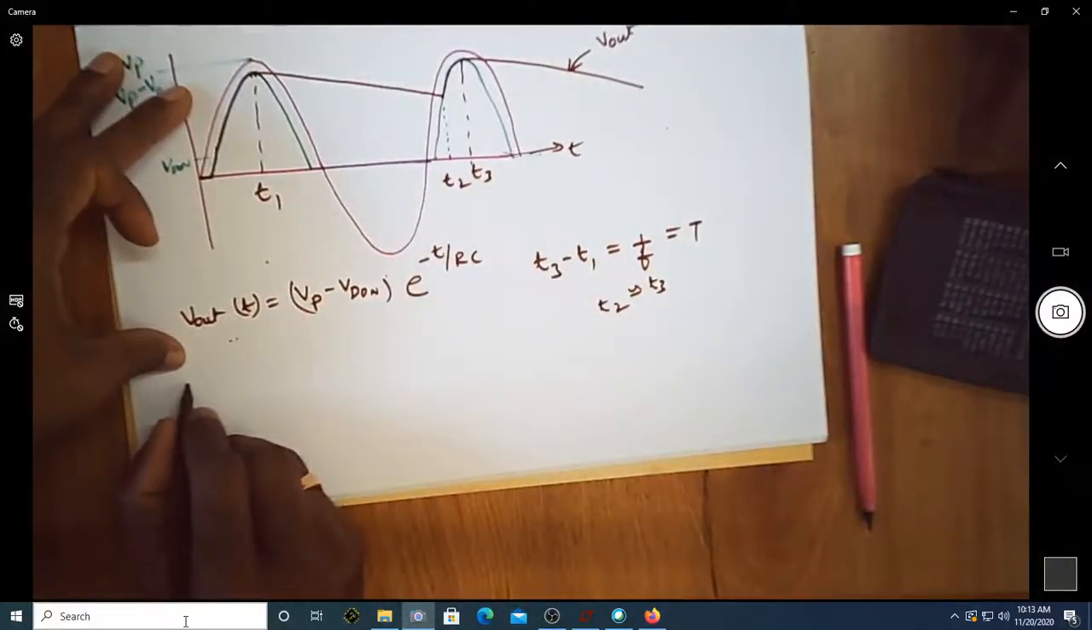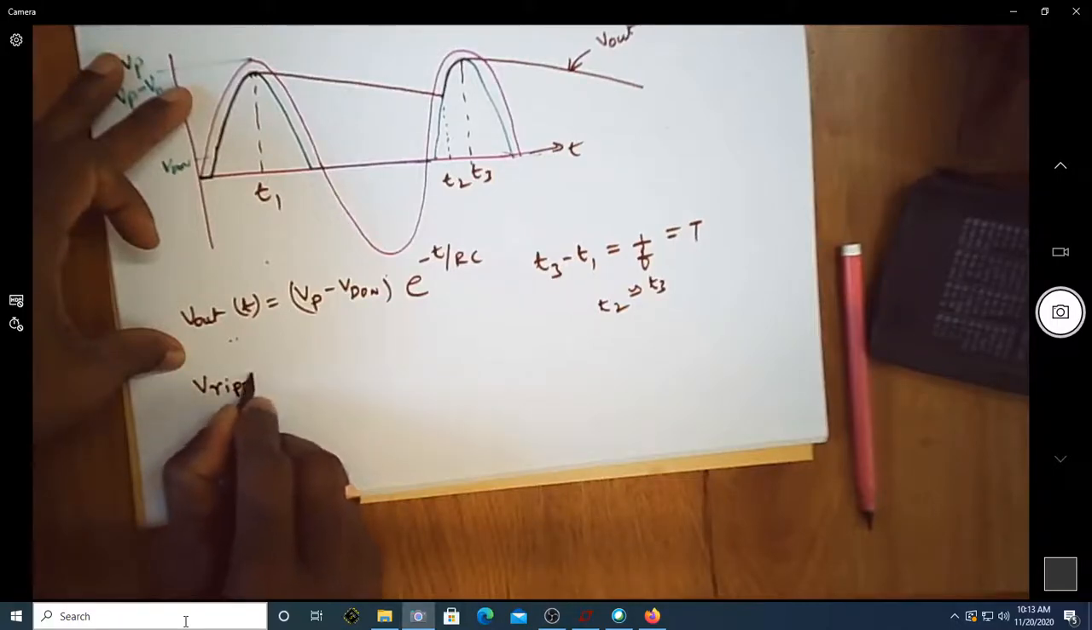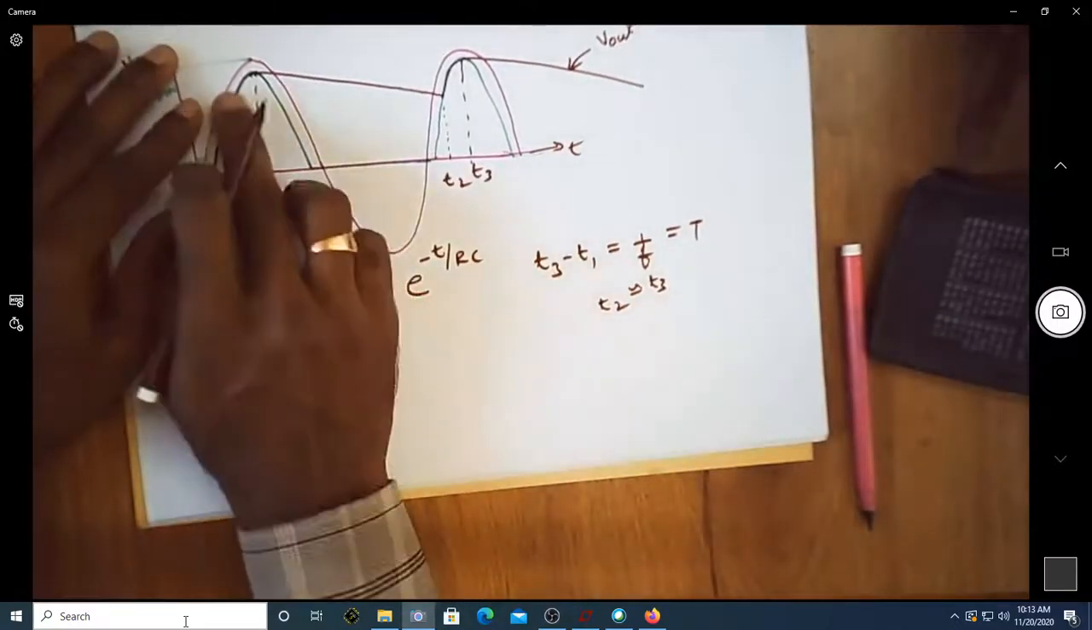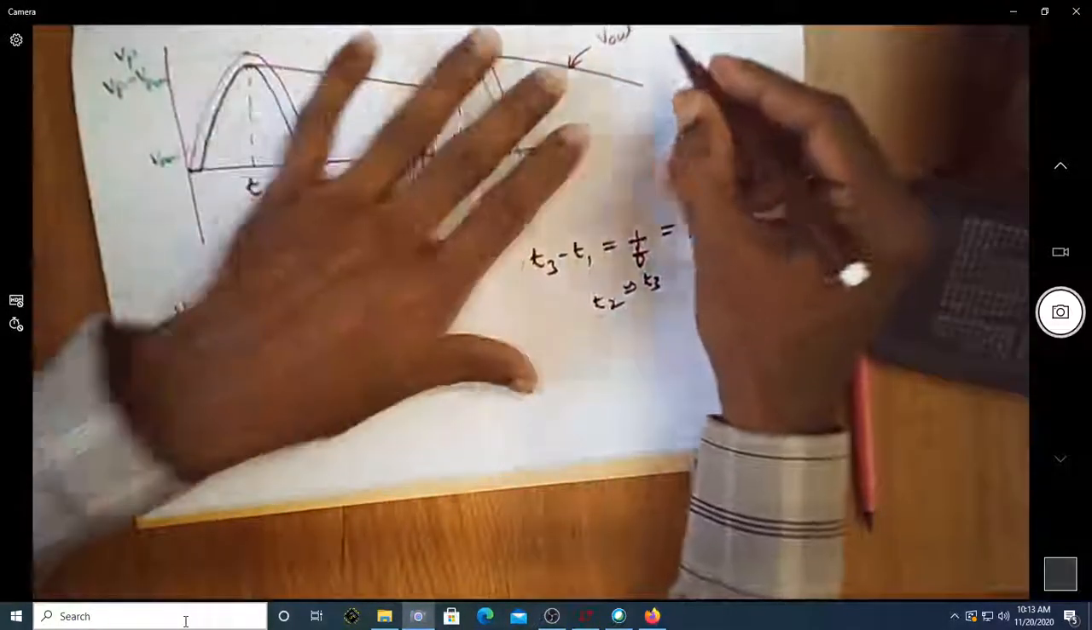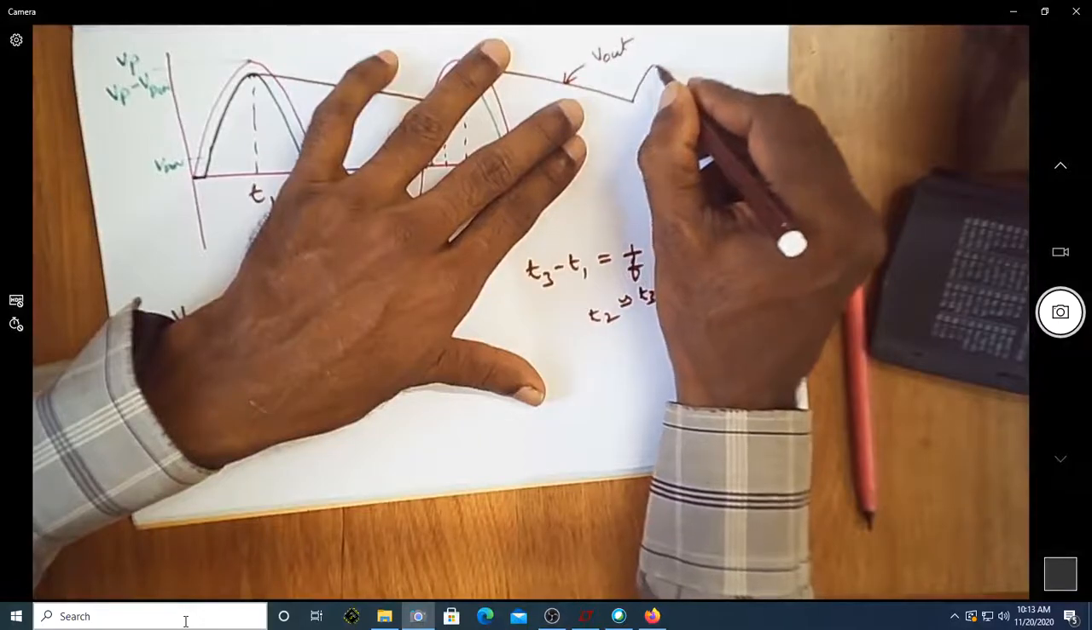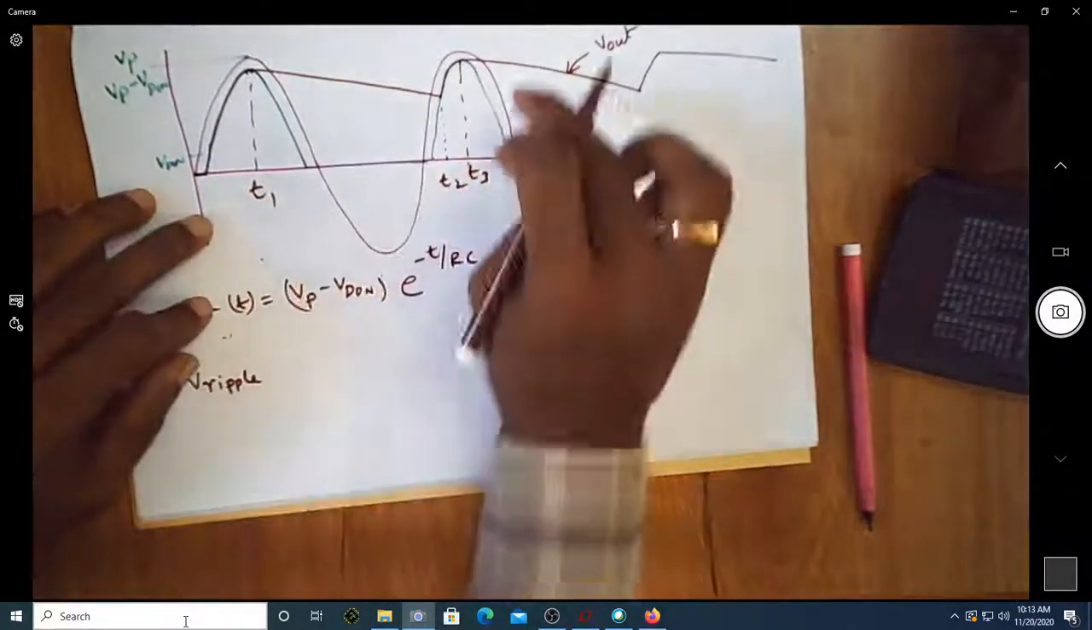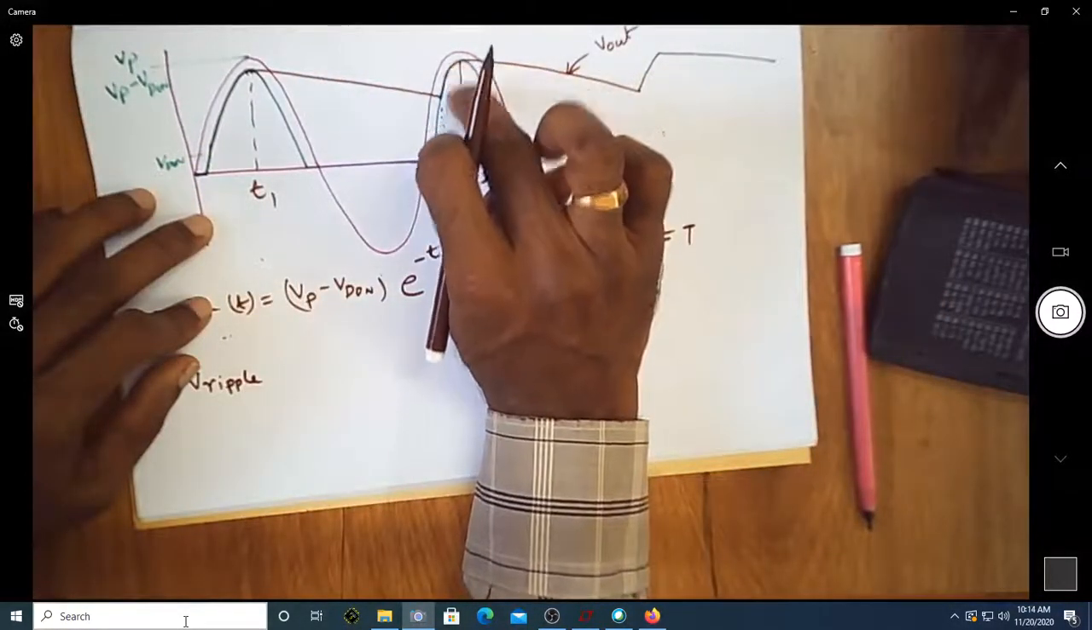So if I want to know what the ripple voltage is, I want to know the meaning of ripple voltage. You can see the voltage ripples from here to here, it goes up again and then it goes down here, and then if it continues, you can see this is how your ripple voltage looks. I want to know the peak to peak of this ripple voltage.